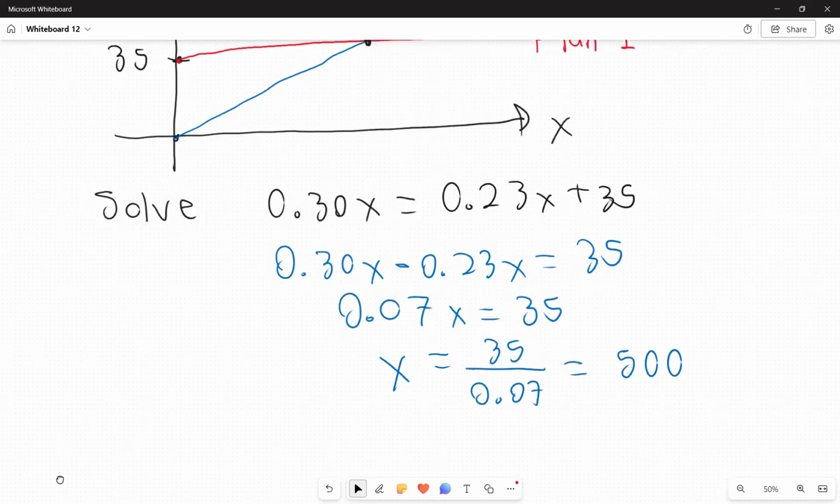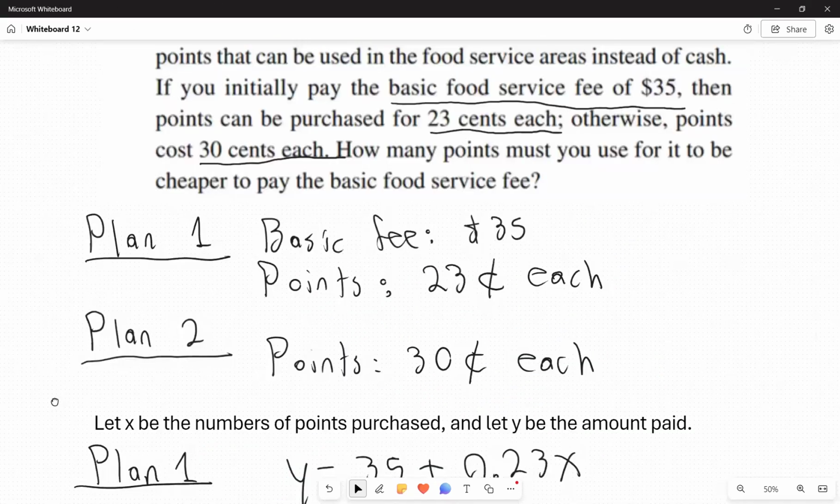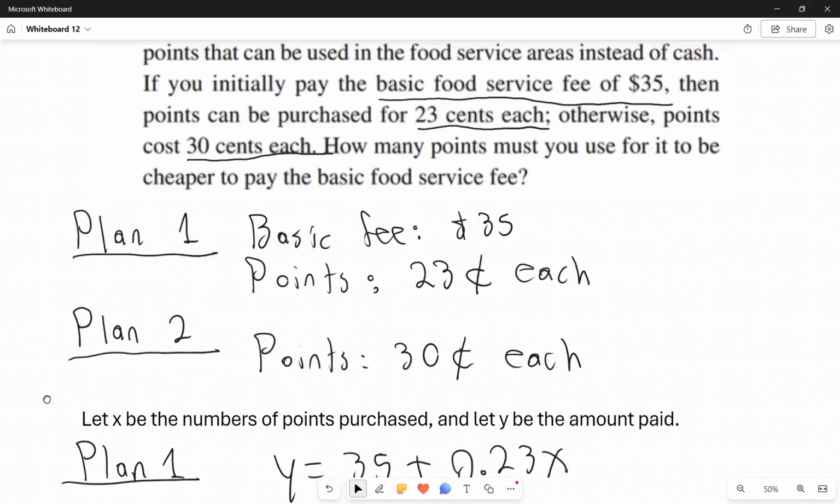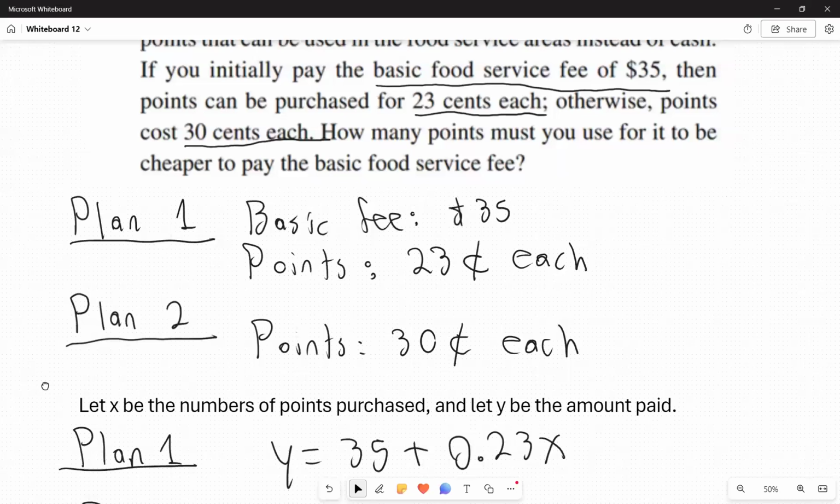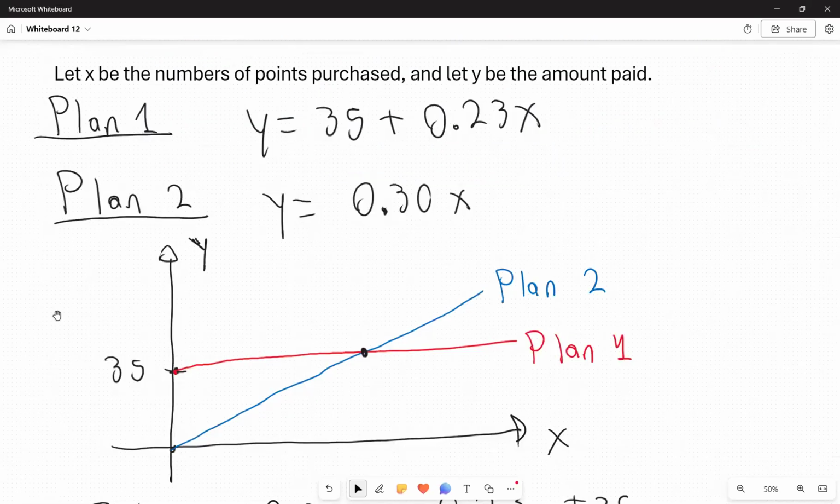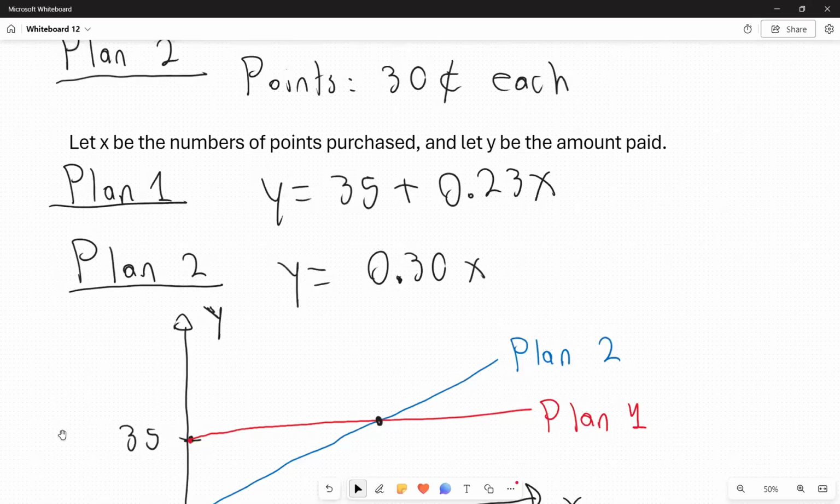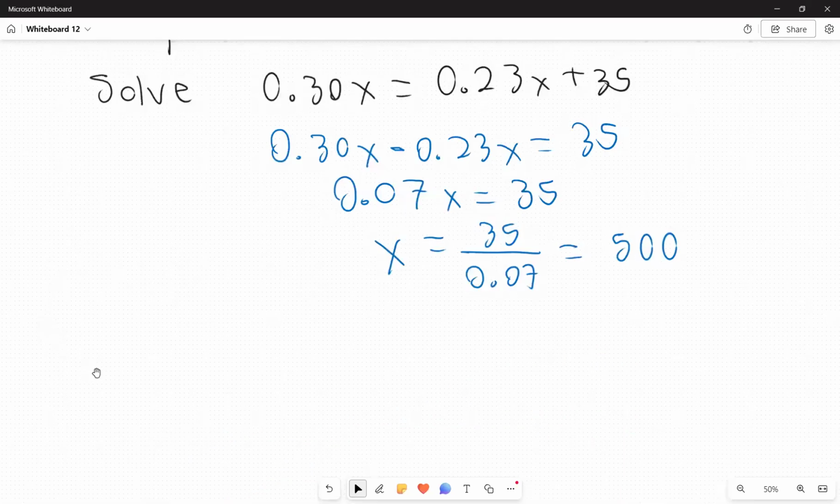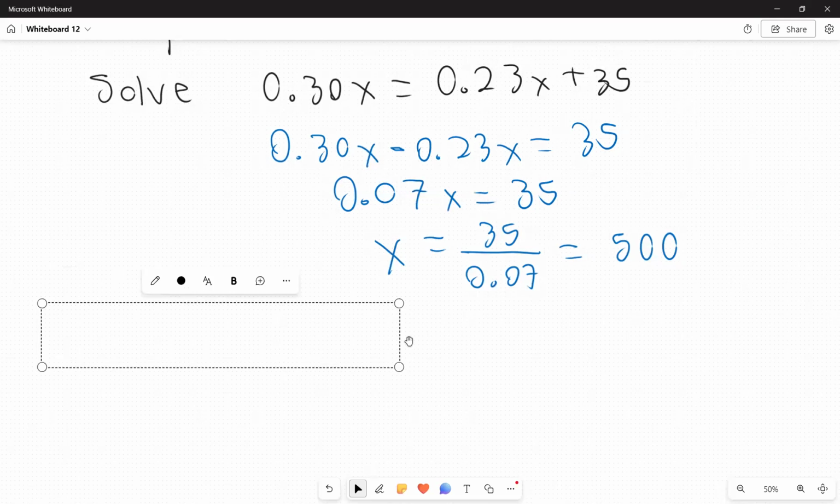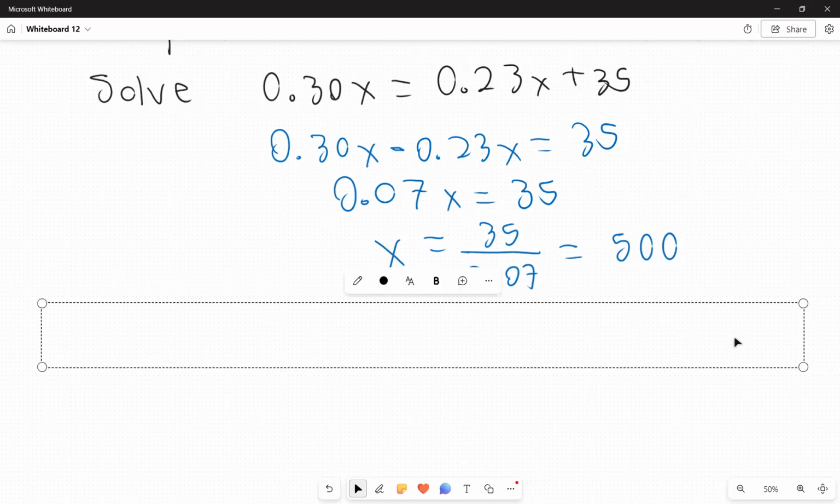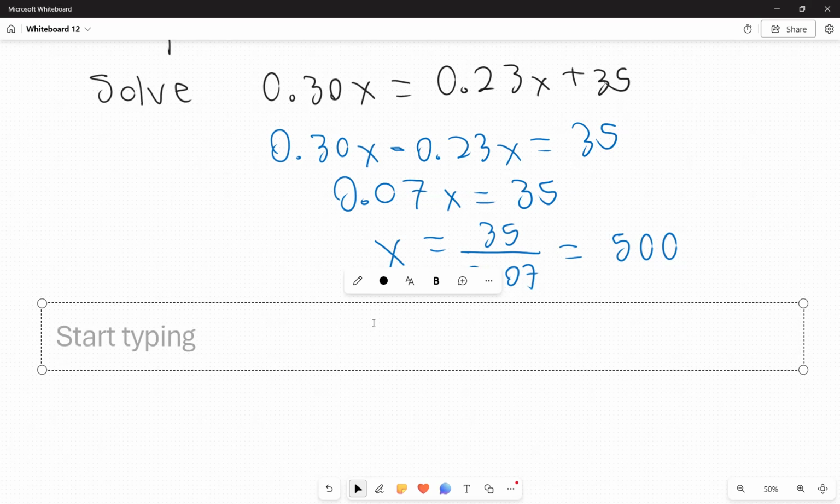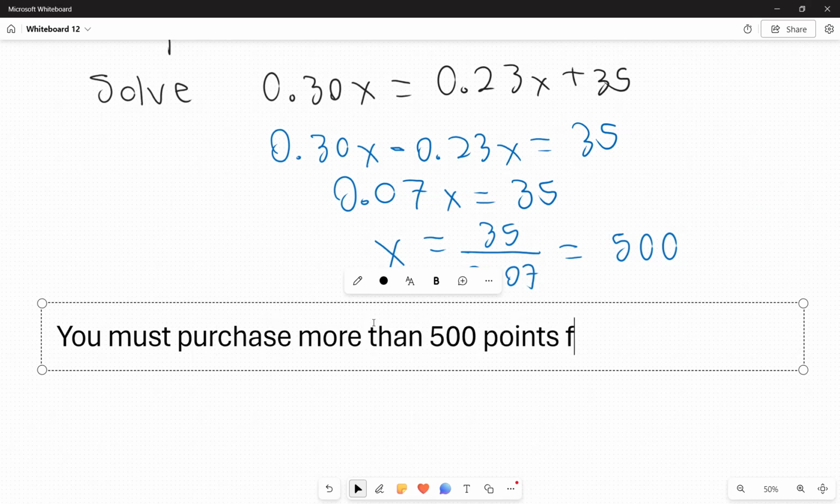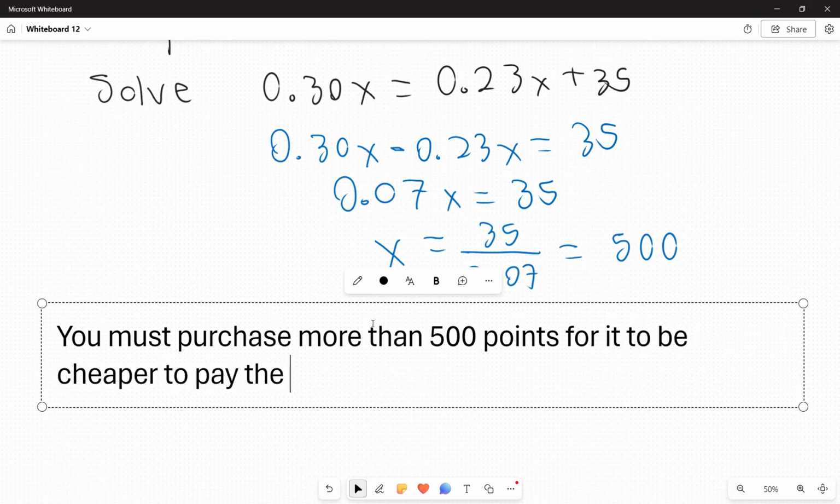So answering the question of the problem, you must use at least 500 points for it to be cheaper to pay the basic food service fee. So you must purchase more than 500 points for it to be cheaper to pay the basic food service fee.